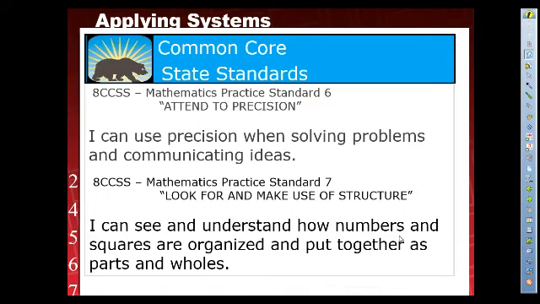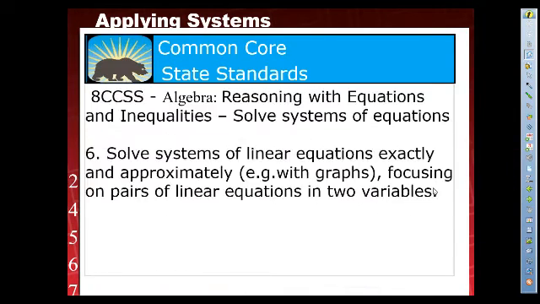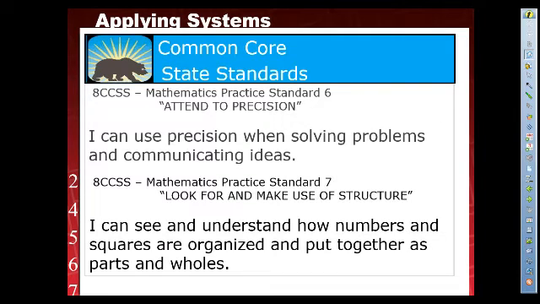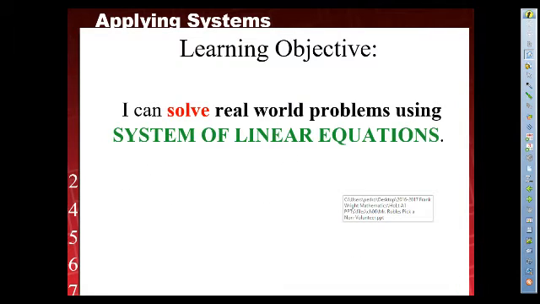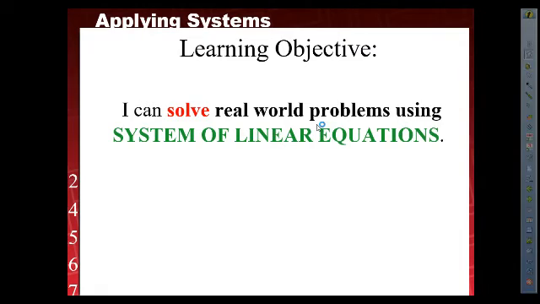For Cornell notes, we're still on the same standards in regards to systems pertaining to precision, except for today, we're already applying systems. So title your notes, Applying Systems. And our objective for today: I can solve real-world problems using systems of linear equations. Let's read together. 1, 2, 3. I can solve real-world problems using systems of linear equations.